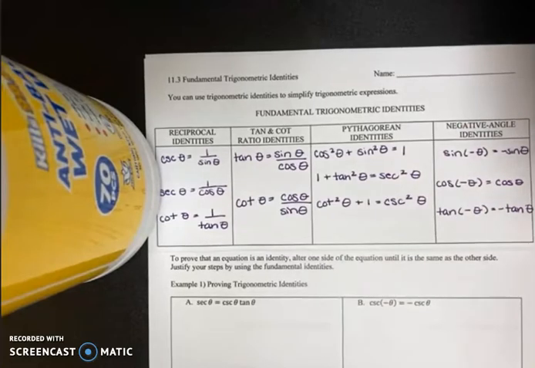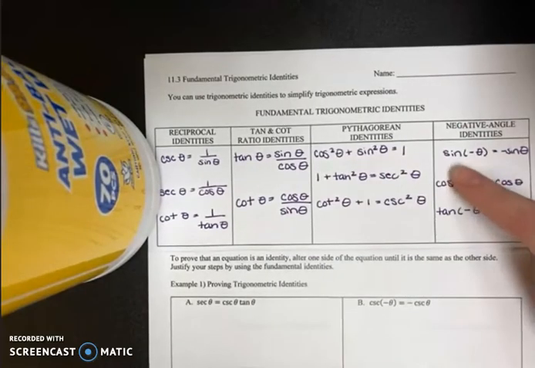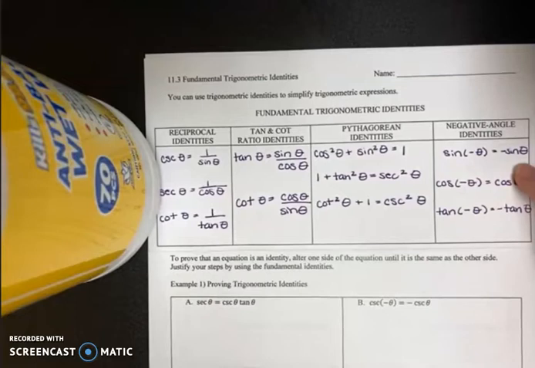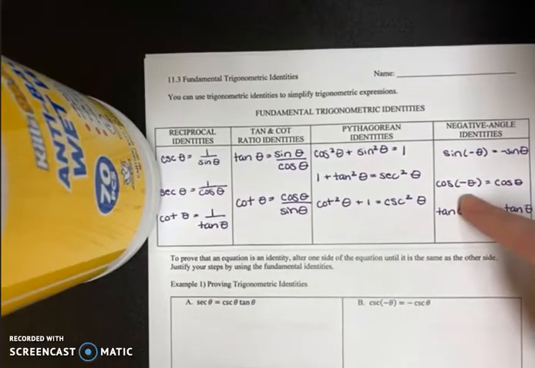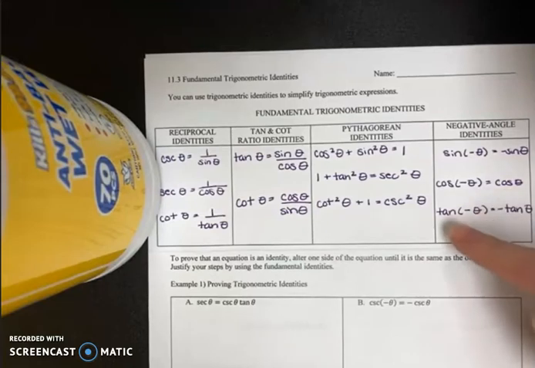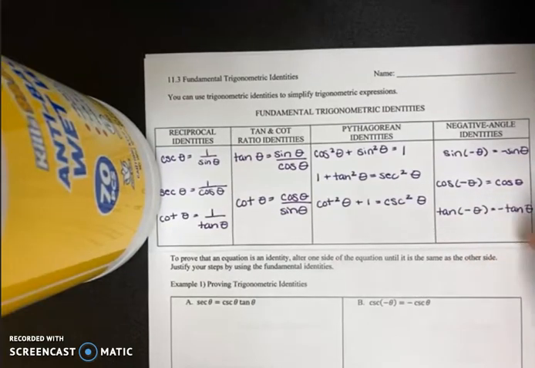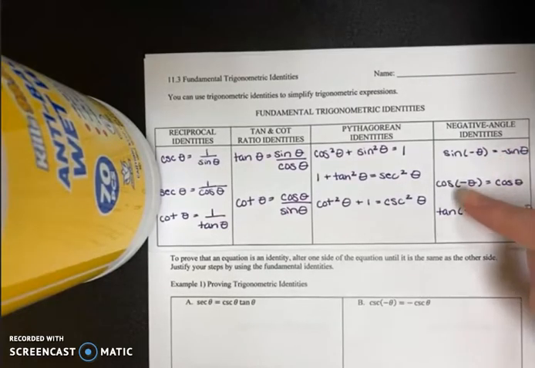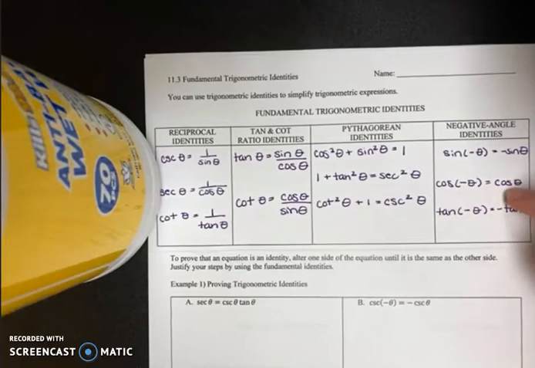And then we have the negative identities. So sine of negative theta is a negative sine. Cosine of negative theta is a positive cosine. And tangent of negative theta would be a negative tangent theta. So sine and tangent we would negate, cosine would remain positive.